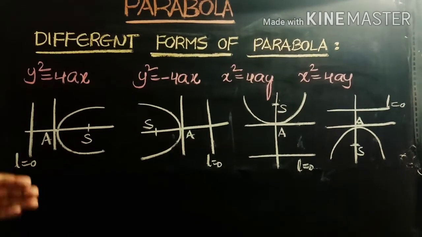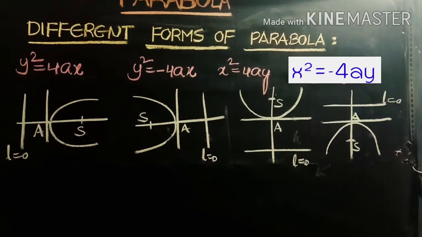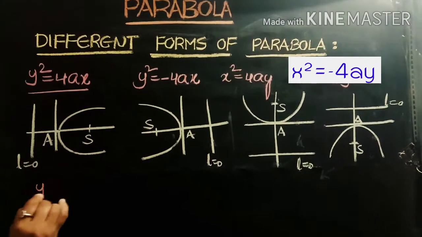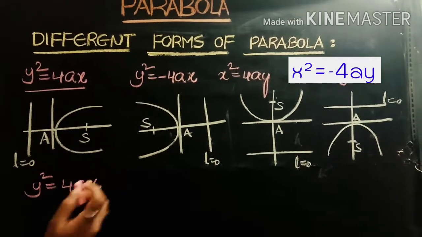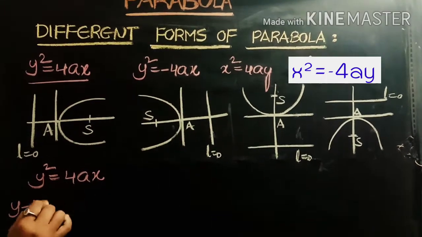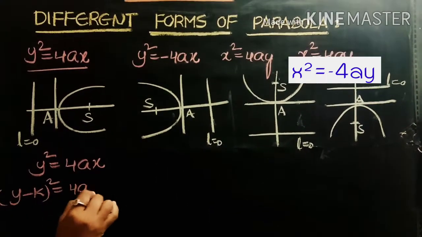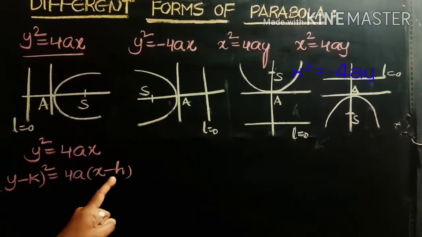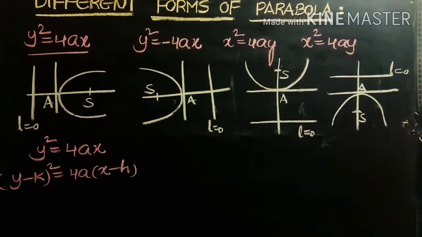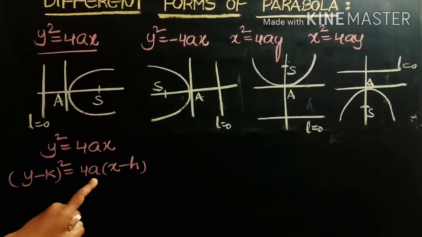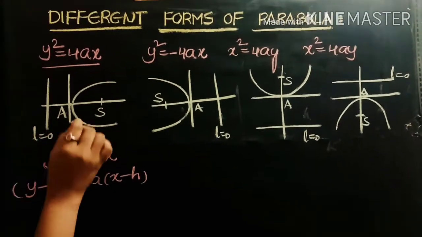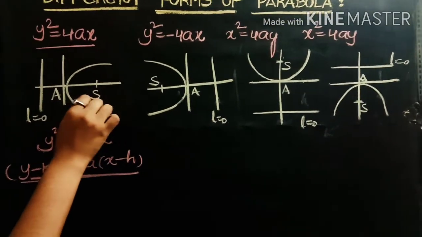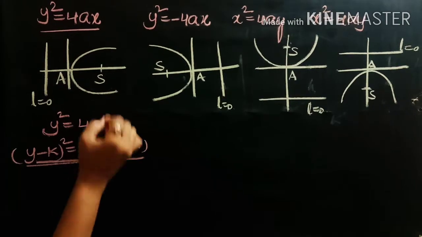Now we are finding the equations of the parabolas with vertex h comma k. The first one is the parabola y square is equal to 4ax with vertex 0 comma 0. Now we write the equation of the parabola with vertex h comma k, that is y minus k whole square is equal to 4a into x minus h. When we take h comma k as 0 comma 0 in this equation, it gives y square is equal to 4ax. The graphical representation of this parabola is exactly the same as the parabola y square is equal to 4ax. These two equations have the same graphical representation.